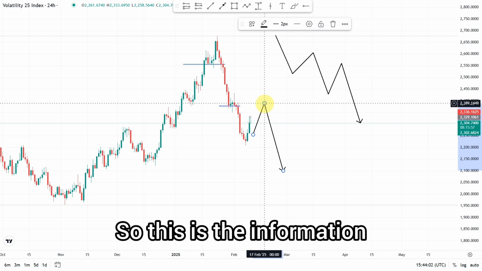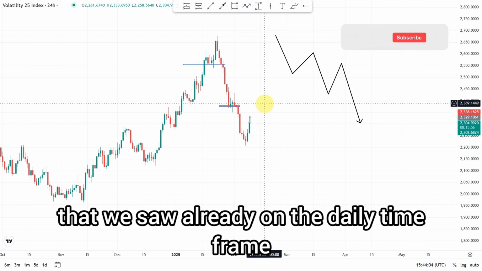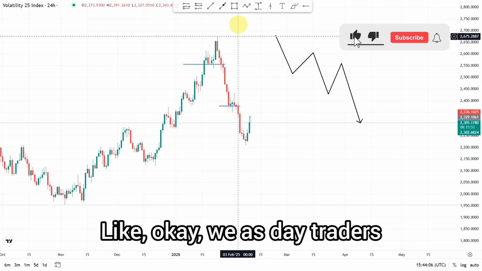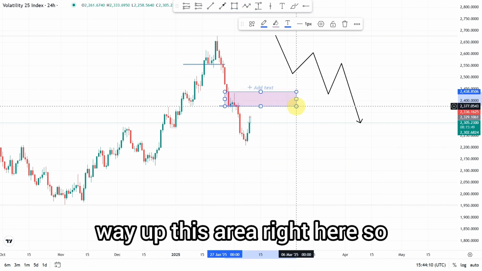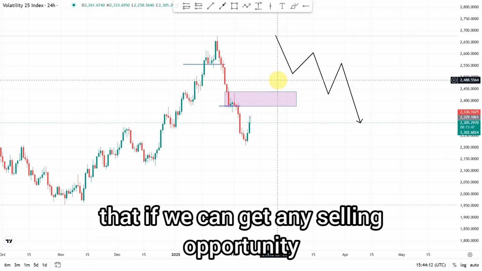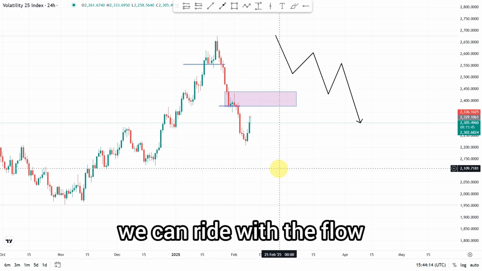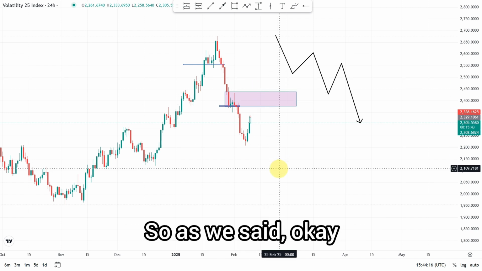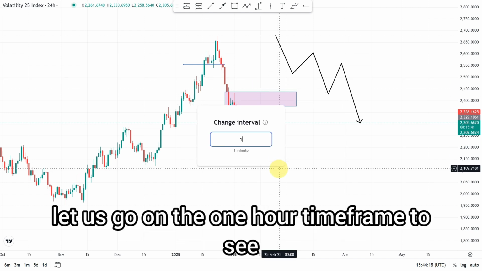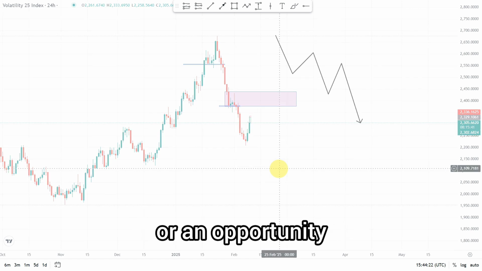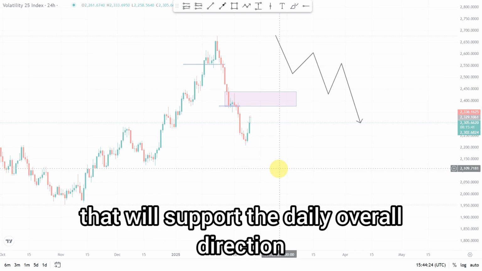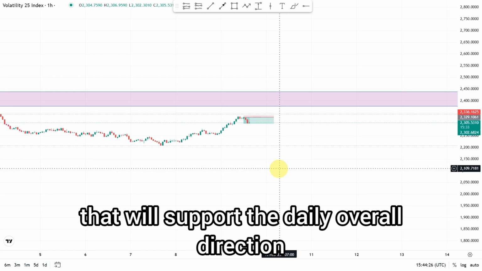So this is the information that we saw already on the daily time frame. Like, okay, we as day traders are expecting the market to come all the way up to this area right here, so that if we can get any selling opportunity, we can ride with the flow. So we said, okay, let us go on the 1 hour time frame to see if we will get a signal or an opportunity that will support the daily overall direction.